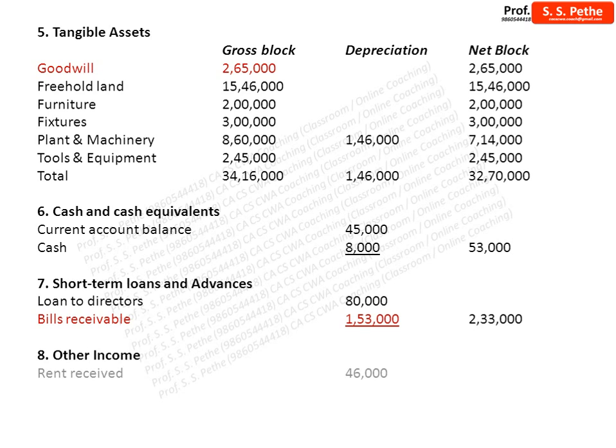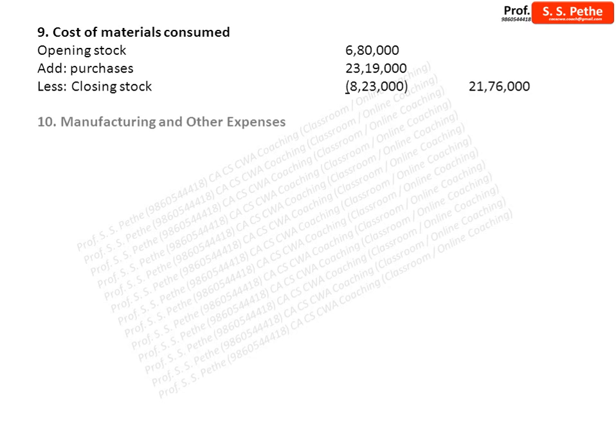Let's move on. Other income, so rent received and transfer fees. So other income 56,000. The most important is cost of material consumed. Opening stock, add purchases and less closing stock. You will get the cost of material consumed 21,76,000.